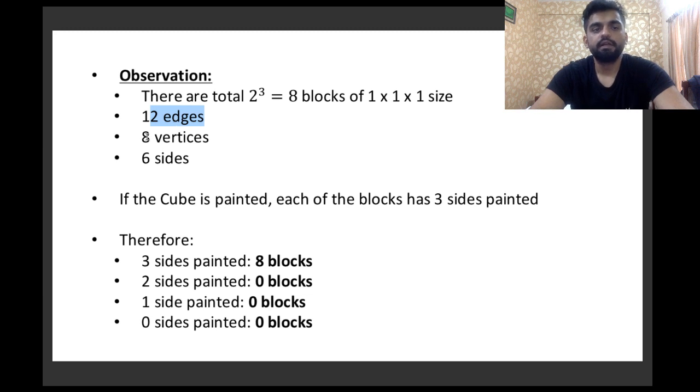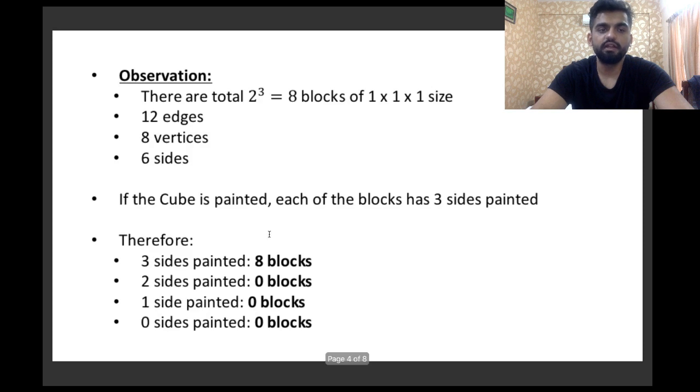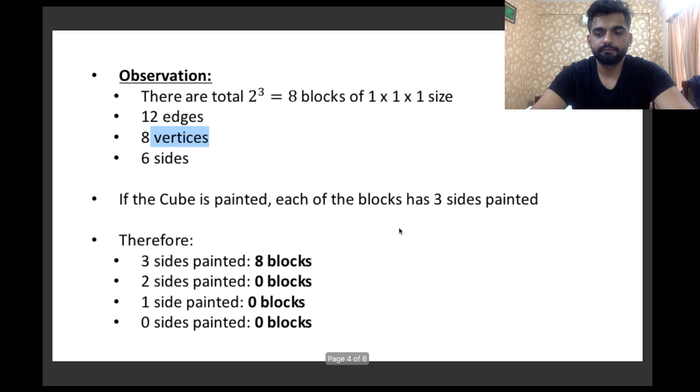Then there are 8 vertices. What are vertices? These, where 3 sides come and meet. No, sorry, 3. This is one vertex, this is one vertex, this is one vertex, likewise 4 below. So there are 8 vertices in this cube. And there are 6 sides. A cube always has 6 sides: front, back, top, bottom, left, right.